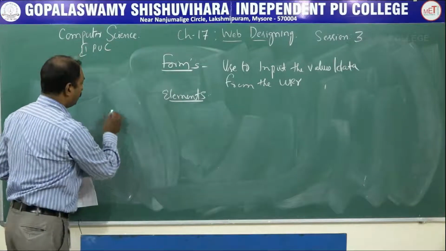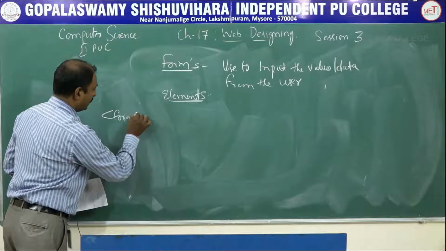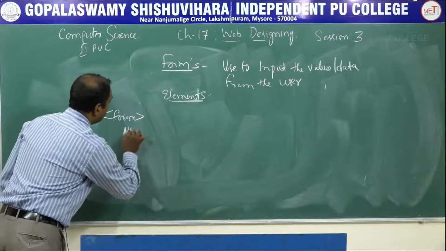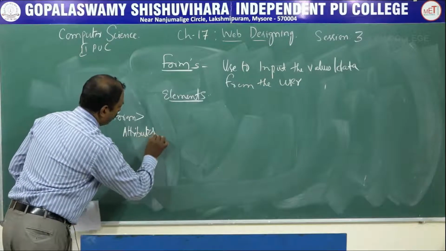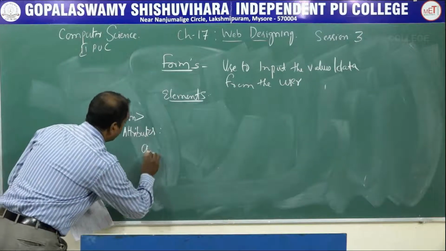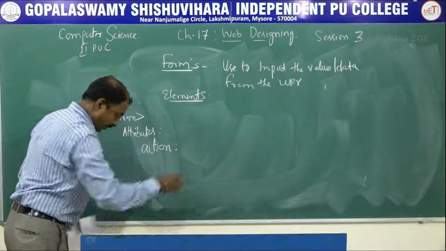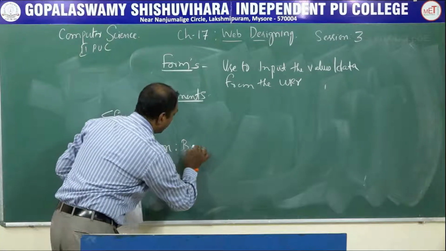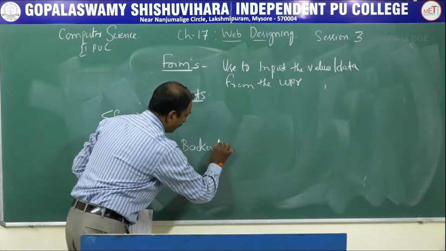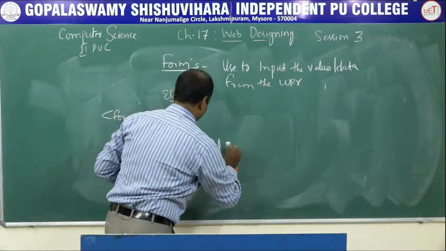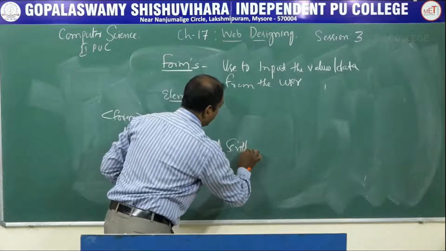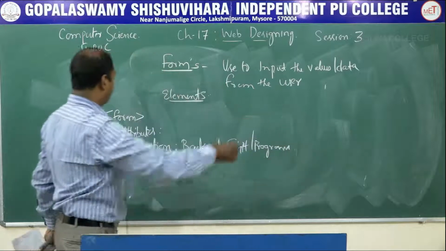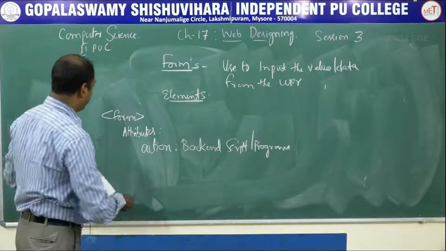This form tag has attributes. They are the attributes of the form tag. One is action. It says that a backend script or program is ready to accept the data. That is the meaning of the action attribute.